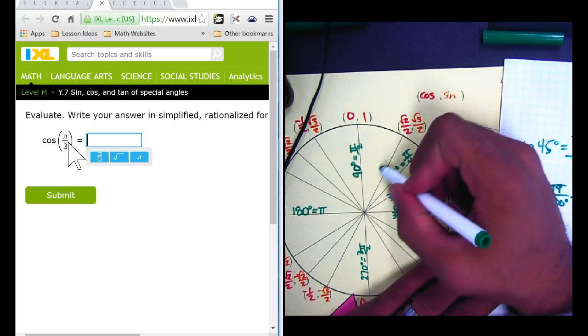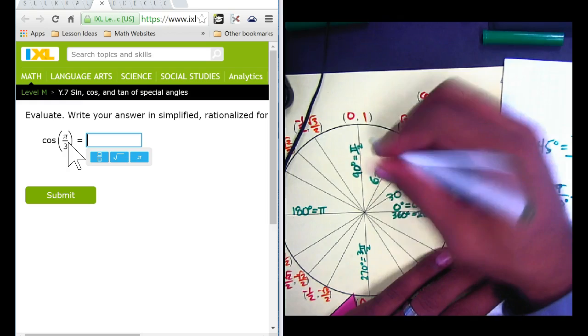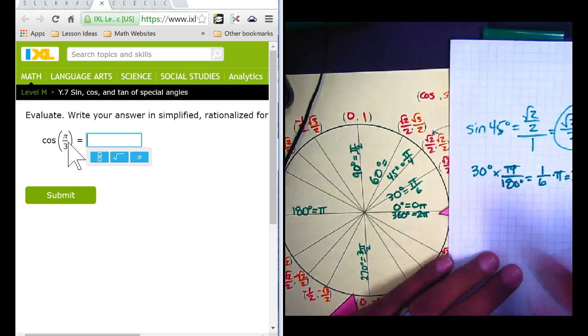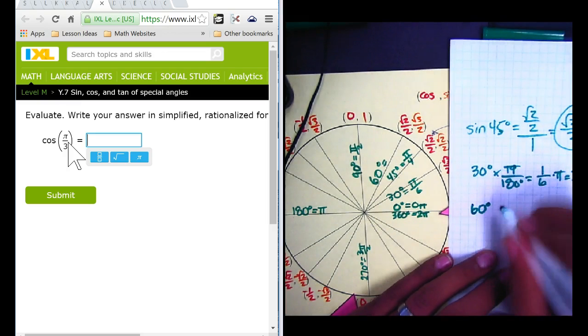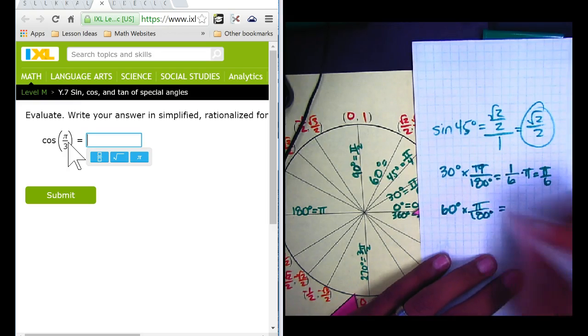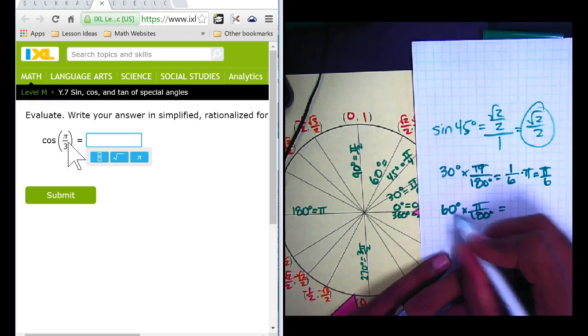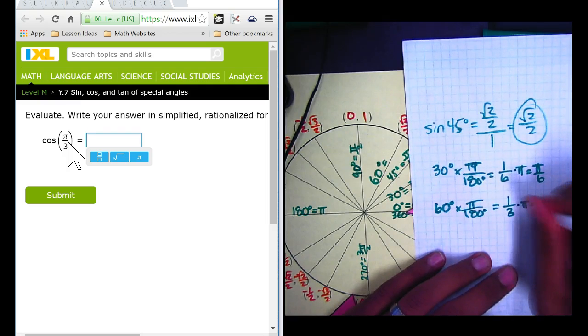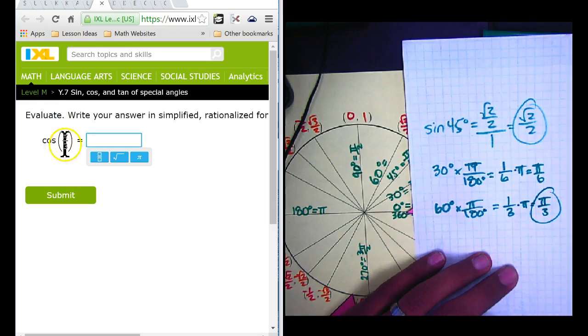Okay, so then what about this last one, the 60 degrees? Well, let's convert that. Same thing, 60 times pi over 180. Let's reduce that, divide both of them by 60. That'll be 1 over 3 times pi, which is also pi over 3. Well, there it is, pi over 3. That's what we were looking for. What is pi over 3?